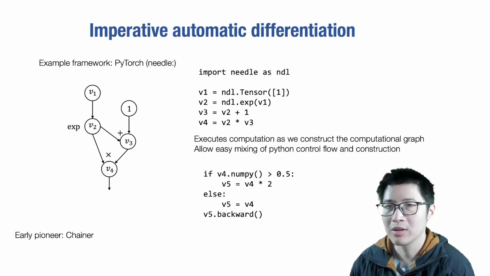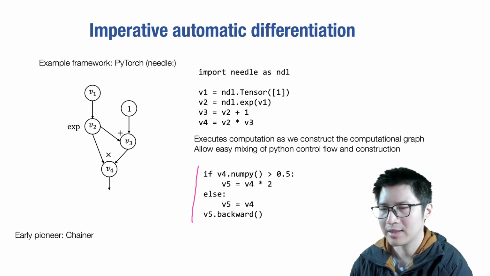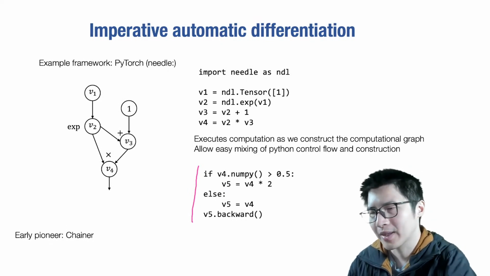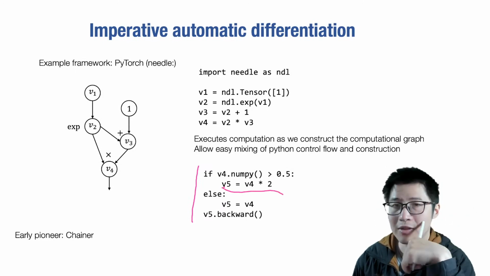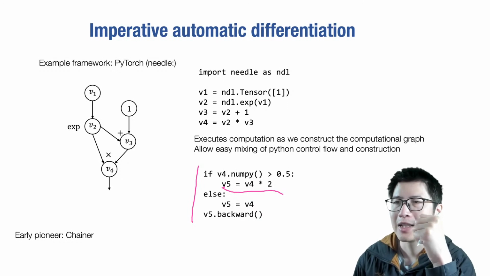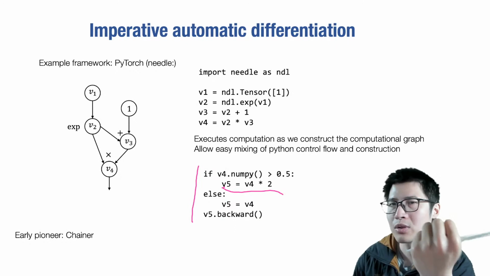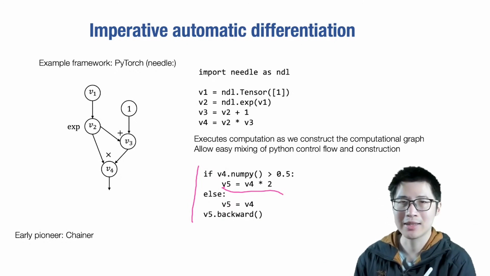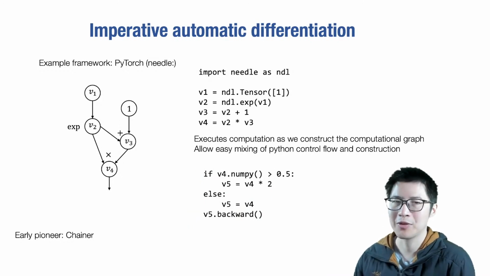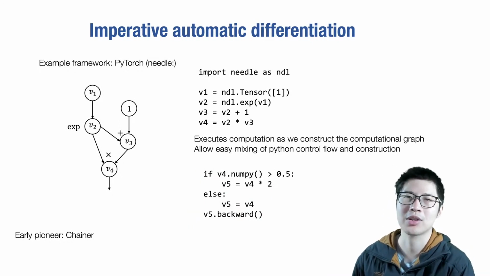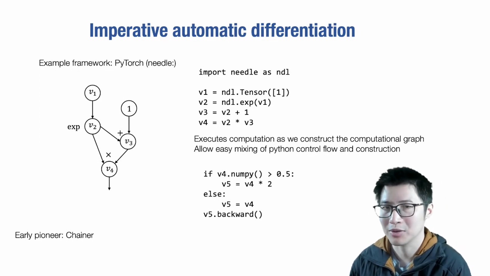For example, we could write code like this. We can say that if v4.numpy is bigger than 0.5, I'm going to do v5 equals v4 times 2. Otherwise, v5 will equal v4. So you can find that depending on the values of my intermediate computations, we could choose to dynamically construct my computational graph in one way or another. So people also commonly refer to this as dynamic computational graph construction, as opposed to the case of TensorFlow APIs, which is called static computational graph construction.